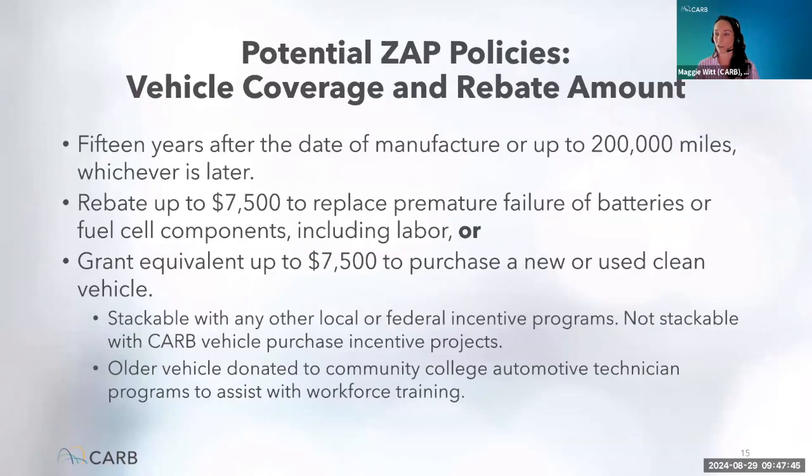Given that most manufacturer warranties cover 10 years and up to 100,000 miles, and that ZAP covers used vehicles, providing an extended warranty period of up to 15 years or 200,000 miles should more than cover project participants' needs. Research shows that many batteries, including those in hybrids and electric vehicles, can last up to 300,000 miles with proper care. We propose ZAP incentives of up to $7,500 to cover premature battery or fuel cell failures, including labor, based on average replacement costs and in alignment with DCAP grants.